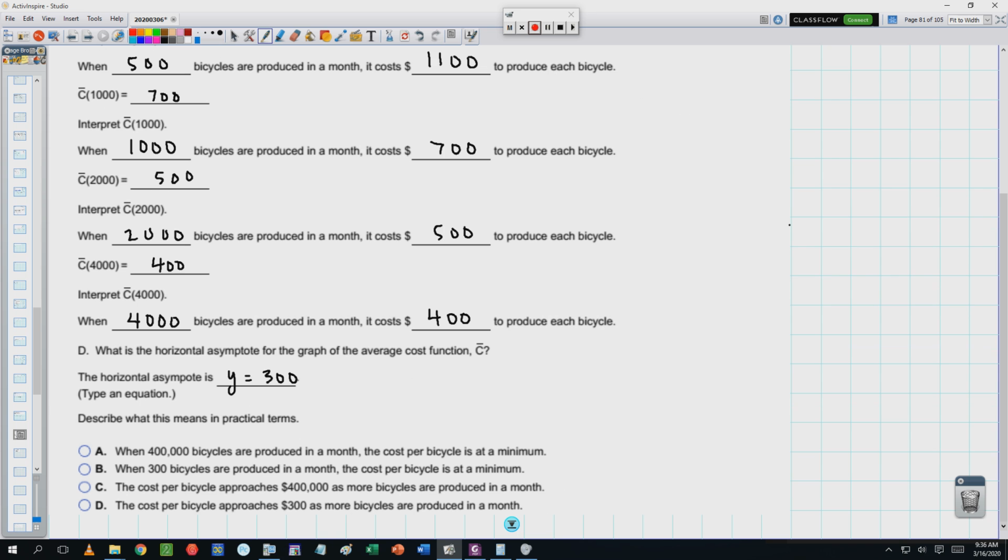Describe what this means in practical terms. When 300 bicycles are produced in a month, no, that's not right. The cost per bicycle approaches $300 as more bicycles are produced. And that's it right there. So the more bicycles that we can produce, the more we'll get our actual cost down to that 300.